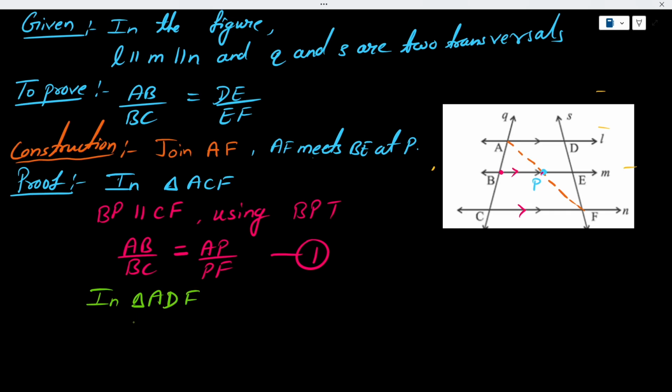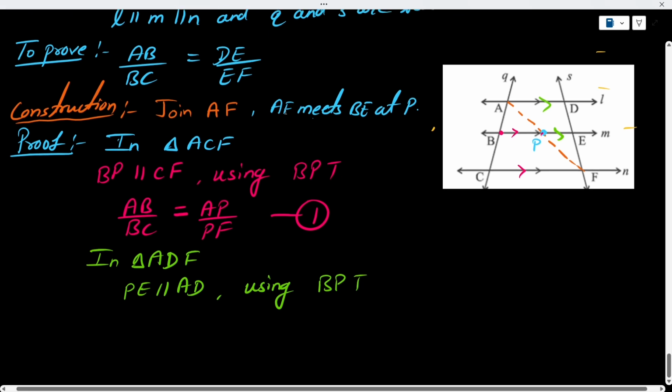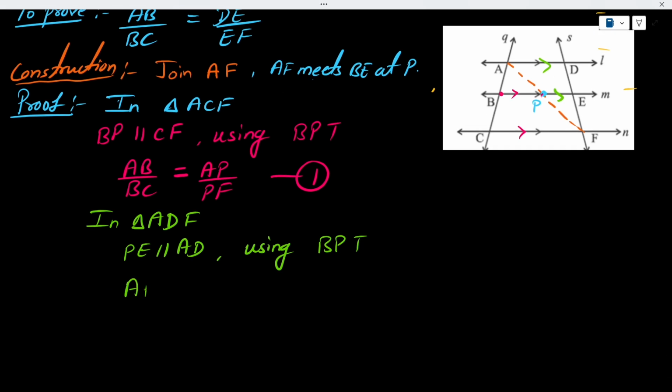DF. Again in ADF, what is parallel here if you see? PE is parallel to AD, or AD is parallel to PE, right? PE is parallel to AD. So using BPT, because again P is cutting DF and AF at P and E, so using BPT and it's parallel also, I'll write down in the same ratio here. AP by PF will be equal to DE by EF, right? This is my second result.